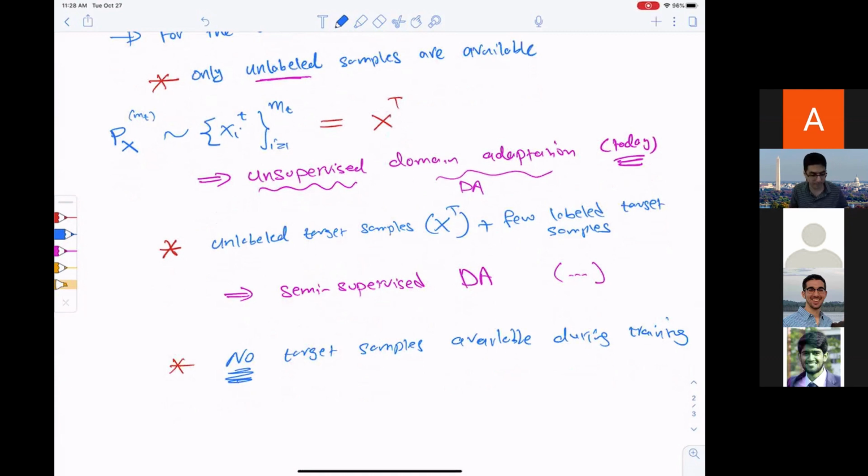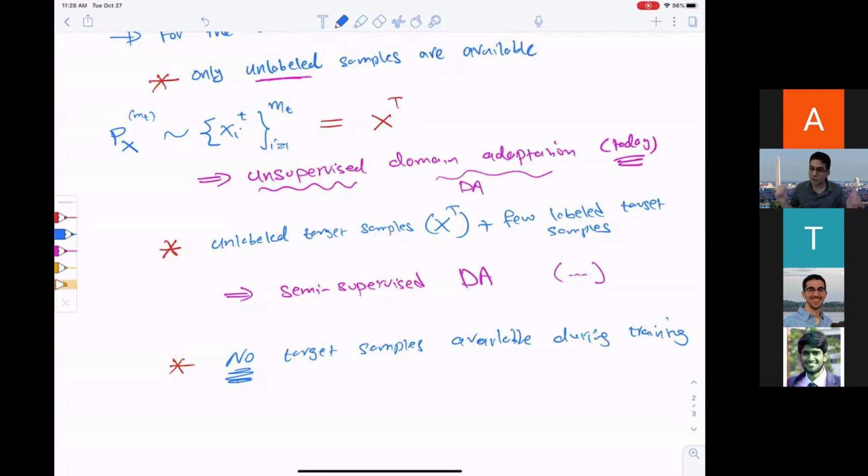Tasneem, go ahead. Yeah, I'm just not understanding how we can have labeled samples for the test set during the training phase, also for semi-supervised settings. How can we have labeled samples in the test set? There is no test set here. You mean the target set? Yeah, so you can have them, but you don't have a lot of them.